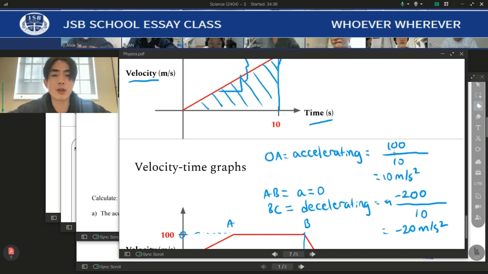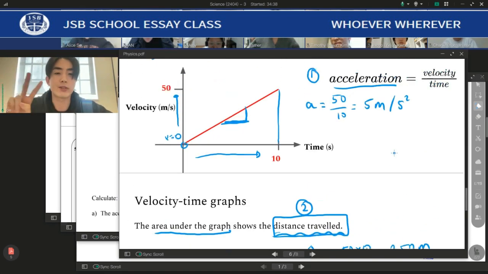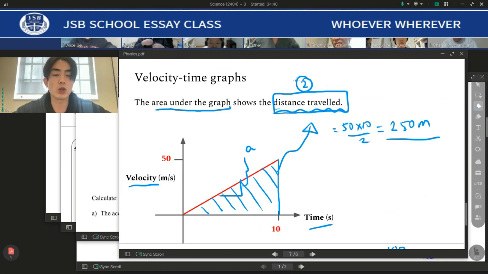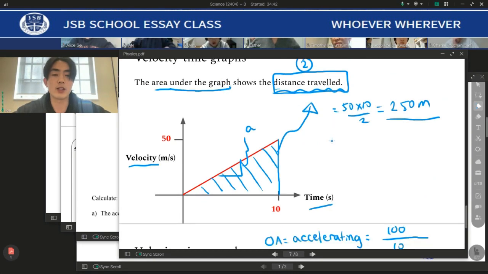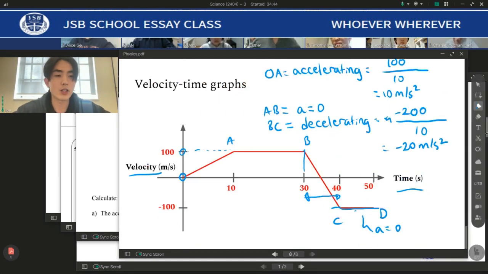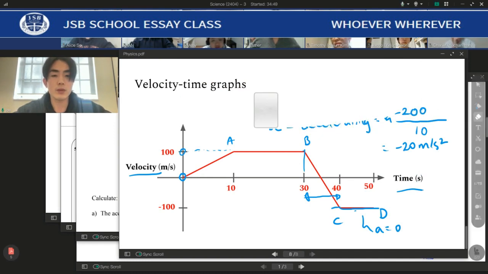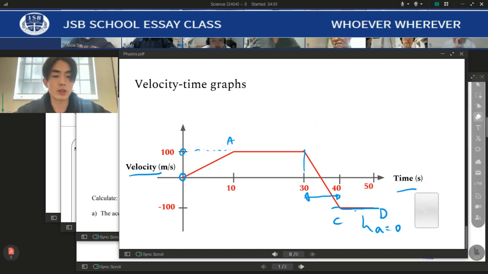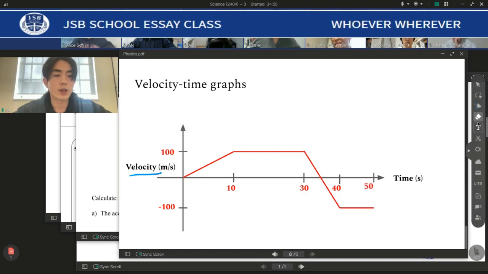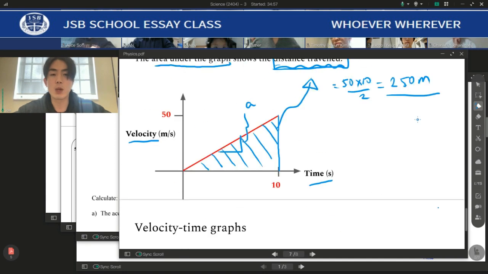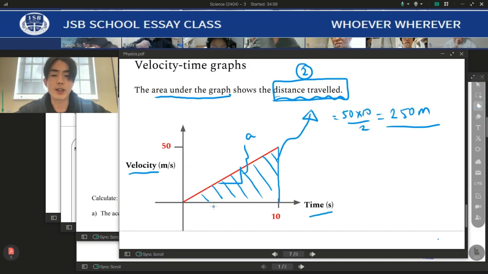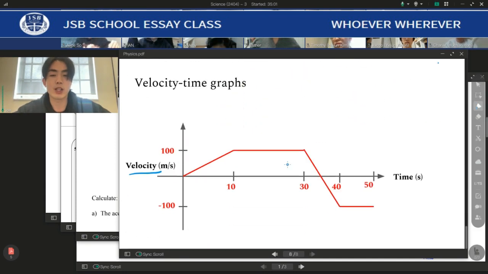We can remember for a velocity time graph, we can work out two things, right? We can work out acceleration. We can also work out distance traveled. Okay, so this is the acceleration part. Let's try and work out the distance traveled. And remember, the distance traveled can be worked out by the area, so the area underneath the graph. So let's split it up one by one.